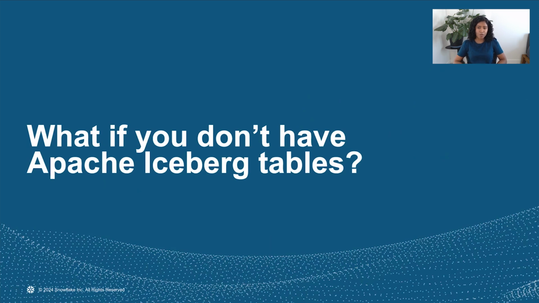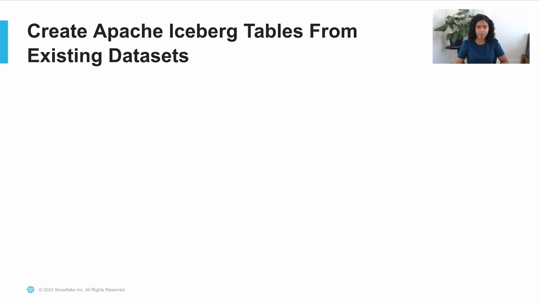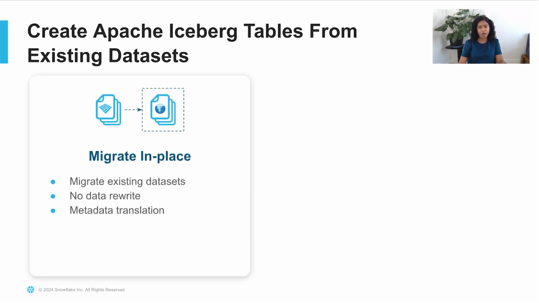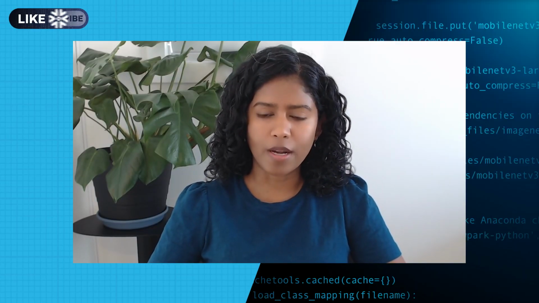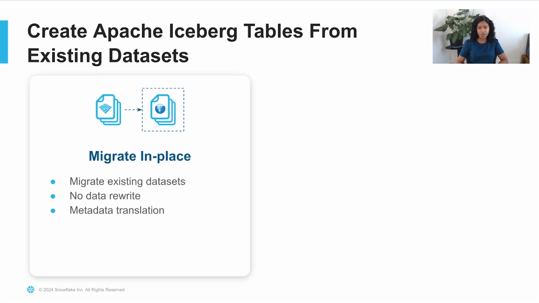So, all of this sounds great, but what if you don't have Iceberg tables? We have a couple of options. The first option is to migrate the data in place. This is a simple metadata translation from a source format like Hive or Delta to Iceberg. It requires that the data files are in a format supported by Iceberg like Parquet because migrating the table does not rewrite any of the data files. It is a fast and a cost effective way to create an Iceberg table.